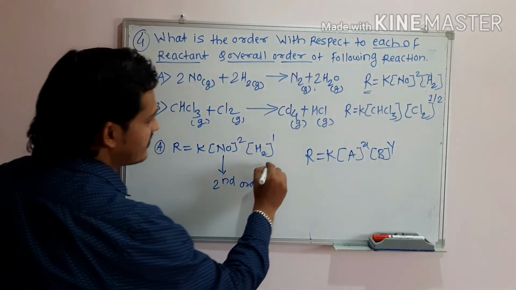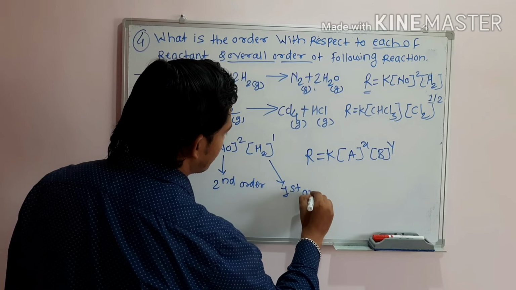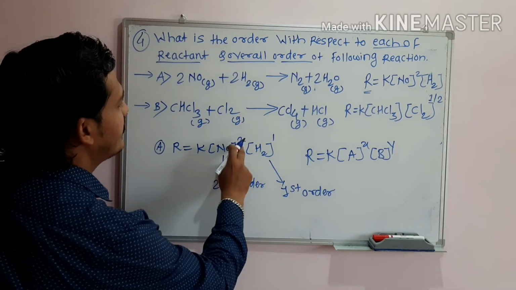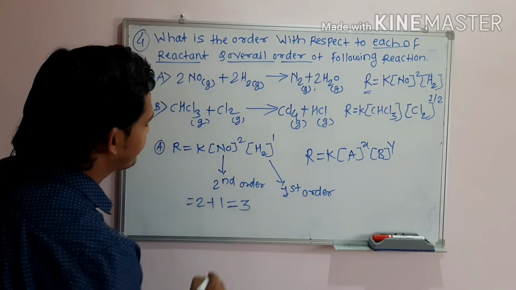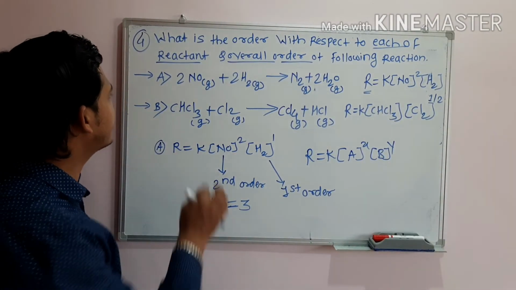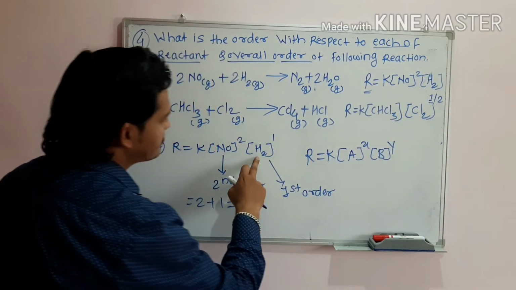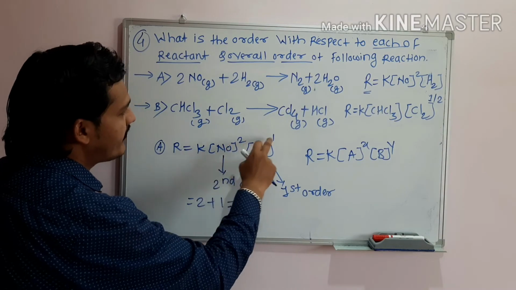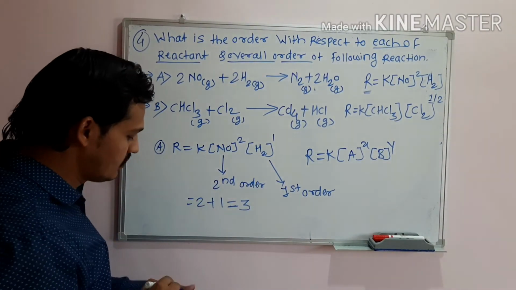So second order with respect to NO, and this is first order with respect to hydrogen, and overall order will be 2 plus 1, that is equal to 3. This is our first equation A. This is second order with respect to NO, first order with respect to hydrogen, and overall order will be the sum of power of concentration of reactant, that is 2 plus 1 is equal to 3.